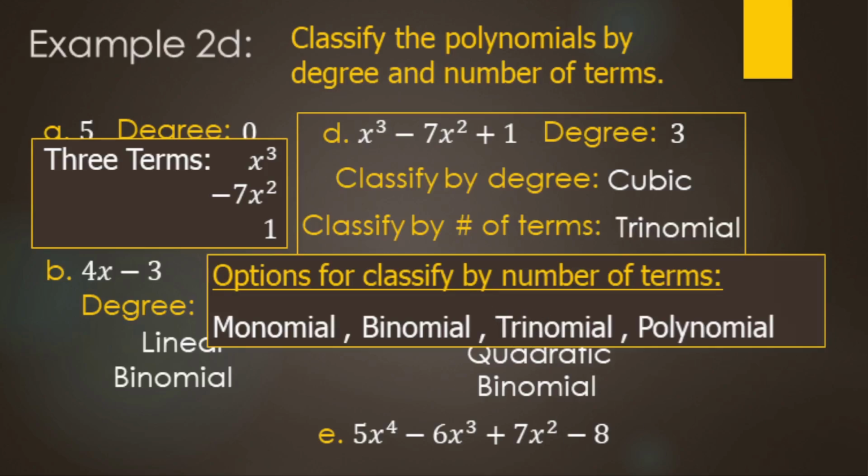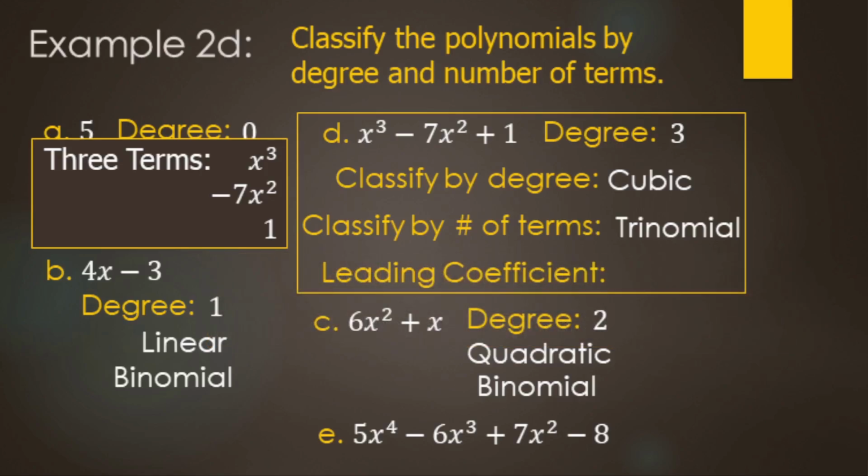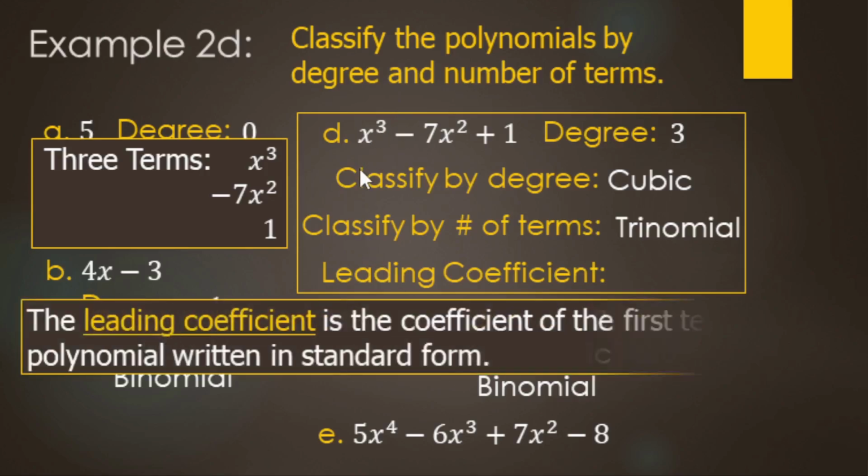It has three wheels. Okay, leading coefficient, that's the coefficient on the variable with the biggest exponent. In this case, we have a 1x cubed. Okay, so 1x cubed, the leading coefficient is a 1.